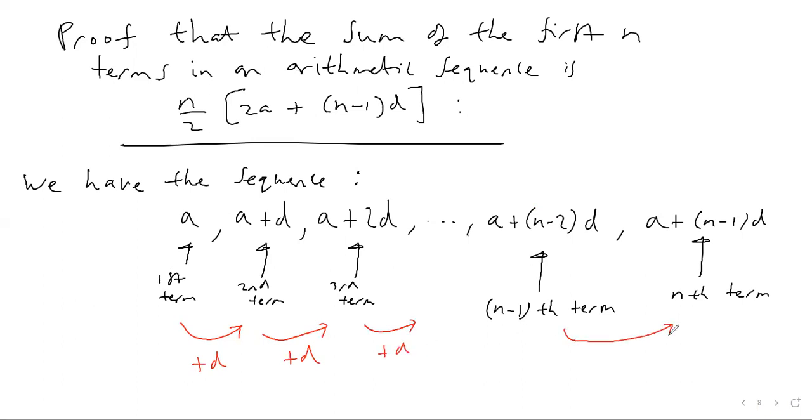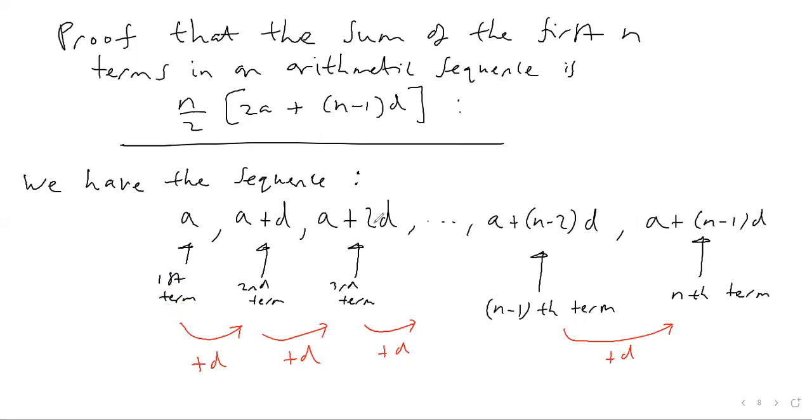And the same thing over here as well. So our second last term is going to be this here, and our last term is going to be a plus (n minus 1) times d. The reason for that is because a is our first term. There are no d's involved in our first term. But in our second term, there's 1d.